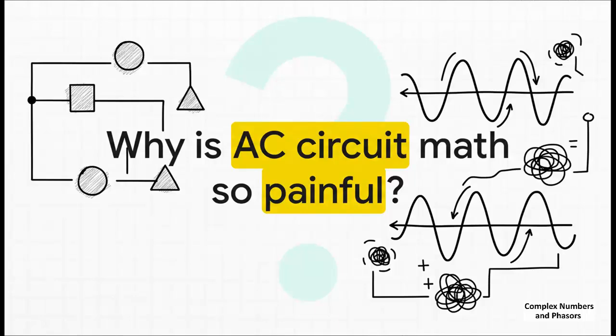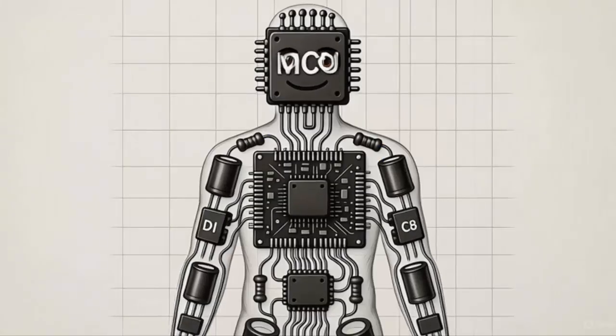Why is this so hard in the first place? You know, with DC circuits, everything's nice and steady. But in an AC circuit, the voltage and current are constantly changing, swinging back and forth in these sine waves. And to make it even worse, they're often out of sync. One is leading, the other is lagging. Trying to add those shifting waves together is a real mathematical headache.